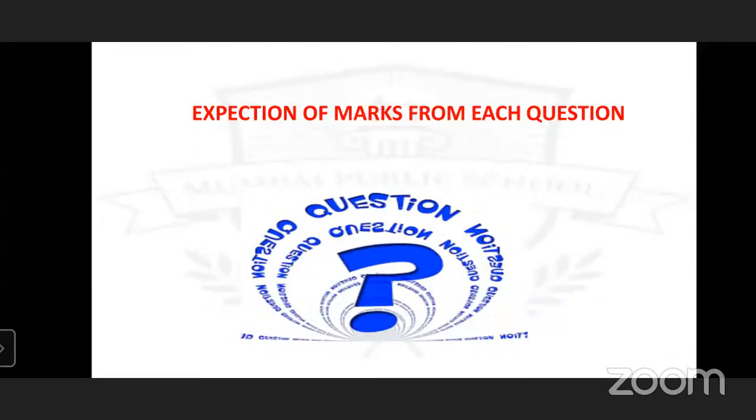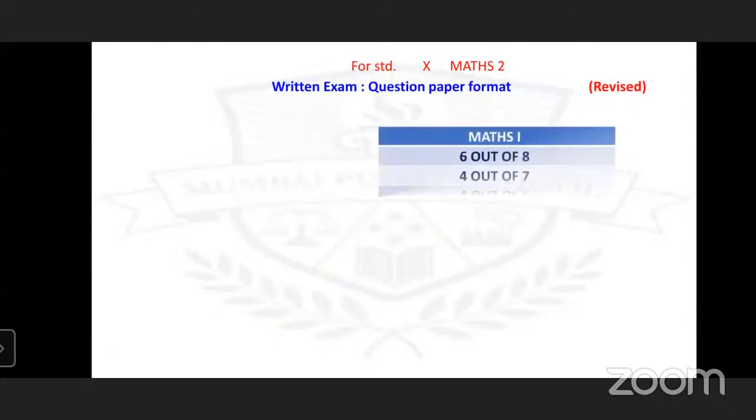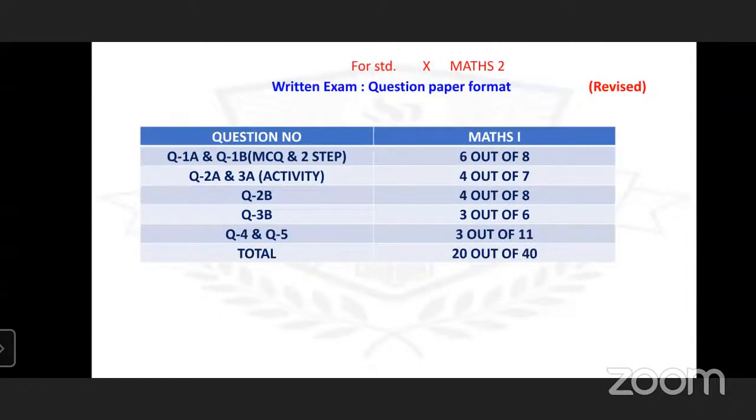Now, expectation of marks from each question. See here. Written examination. Now see question number 1A and question number 1B, MCQ and two-step questions. So there are total 8 questions. We expect 6 out of 8. Now question number 2A and question number 3A, activity-based type questions. So 2A carries 2 marks each and question number 3A carries 3 marks. That means 2 plus 2 into 2, 4. 4 plus 3 is equal to 7. So we expect only 4 marks out of 7.